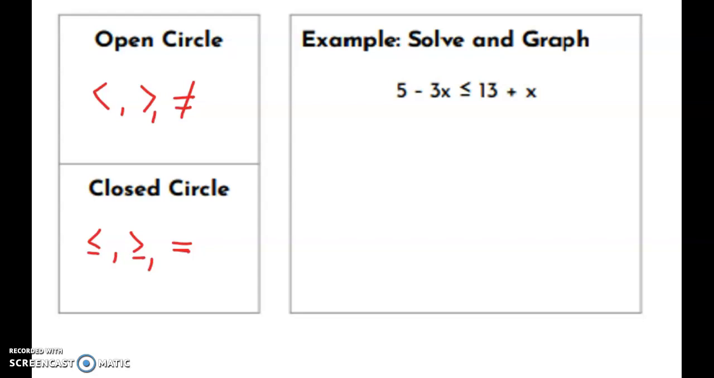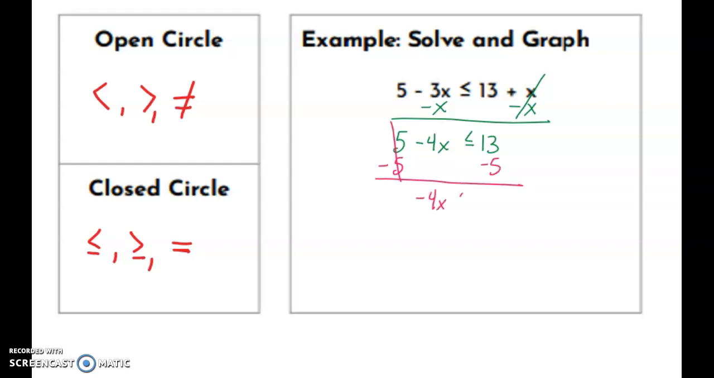So notice that on this example, there's an x on both sides. I'm going to go ahead and subtract this x because I always want to start by isolating the variable. That means you need to get them all on the same side. So we have the 5, negative 3x minus x is negative 4x. It's still less than or equal to 13. All right, now I'm going to move the 5 to the other side. So I'm going to subtract 5 because it's a positive 5, so I need to subtract it. So now I have negative 4x is less than or equal to 8.